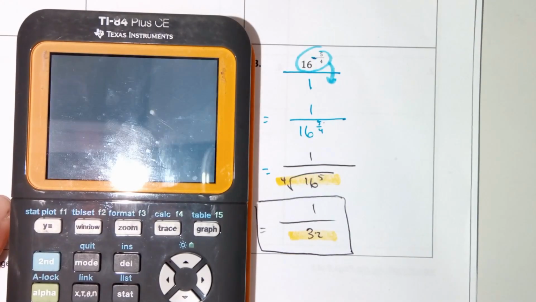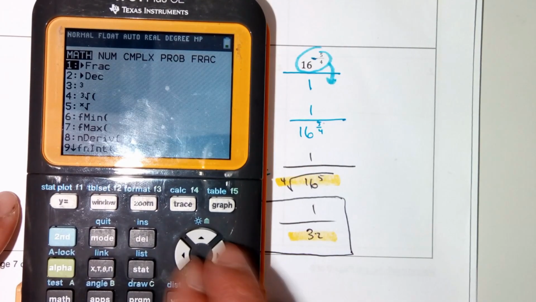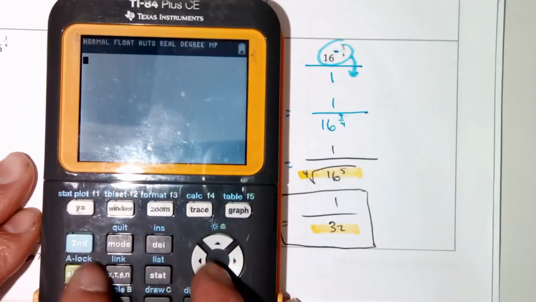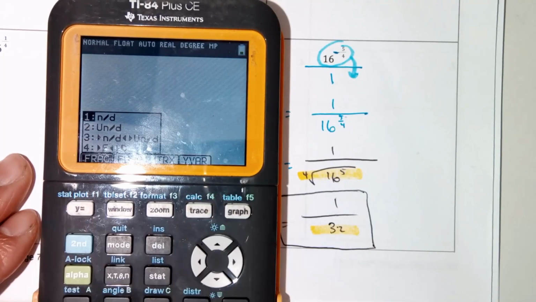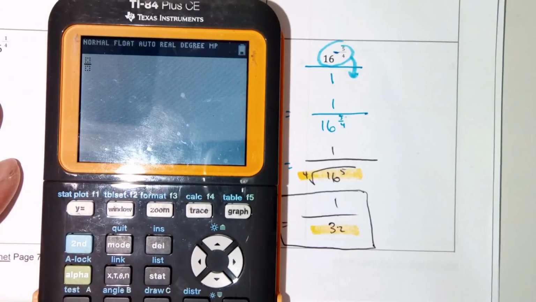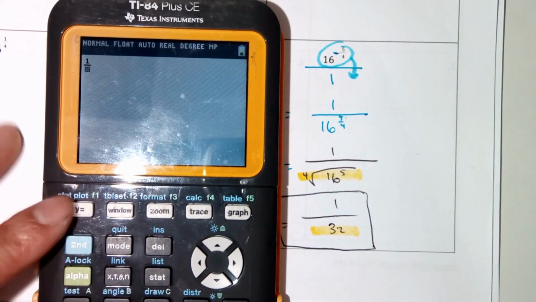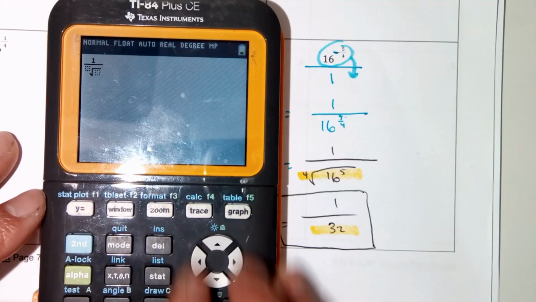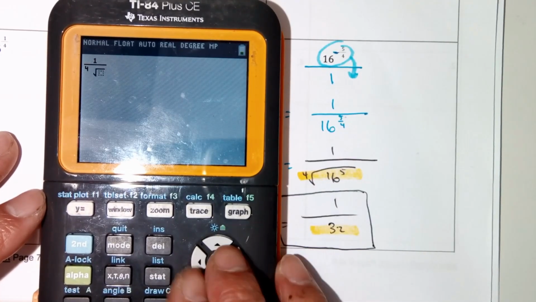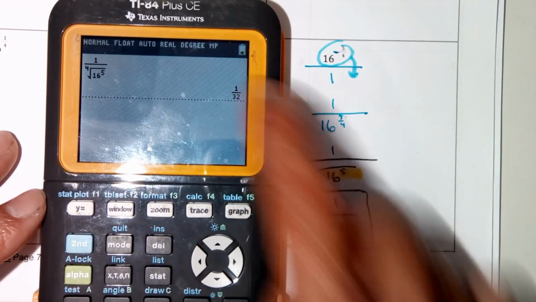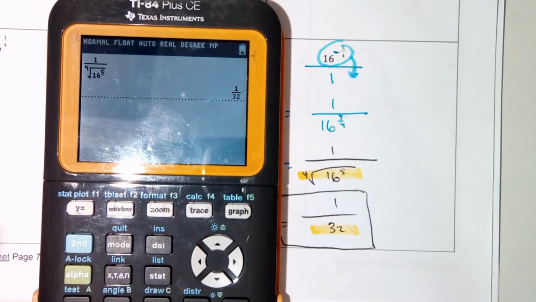Okay, this calculator, I have a little trick here. You're going to press from the home screen alpha, y equals. This gives you n/d, numerator, denominator, which works with a fraction. And then you can type in 1 over math, number 5, root 4, and then 16 to the 5th power. Press enter and you get an answer of 1 over 32.